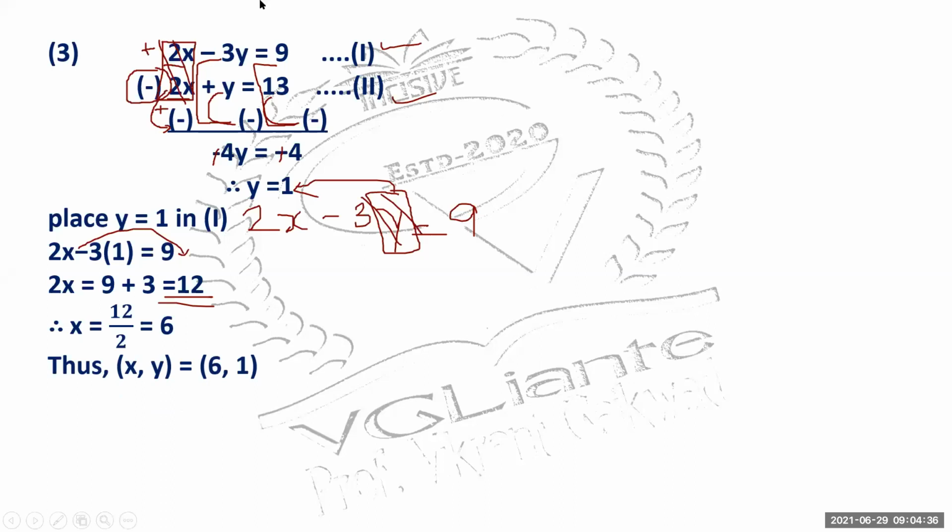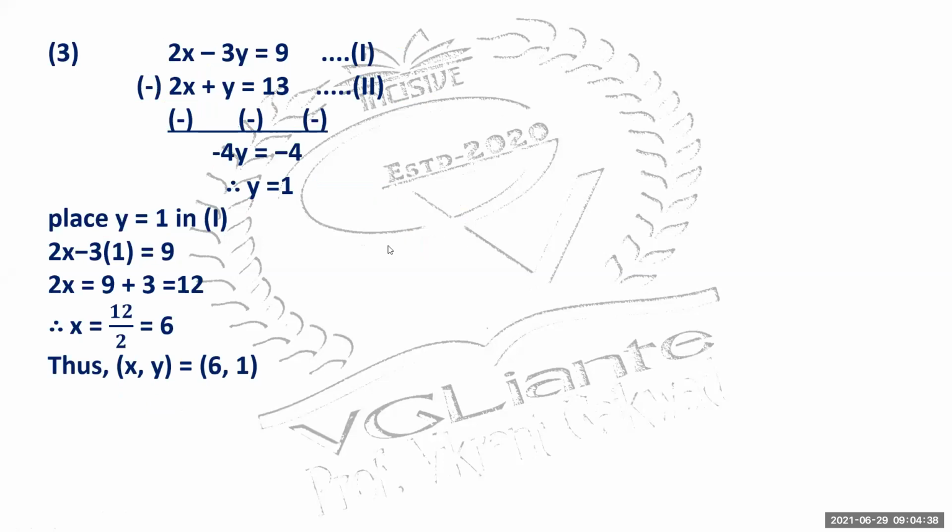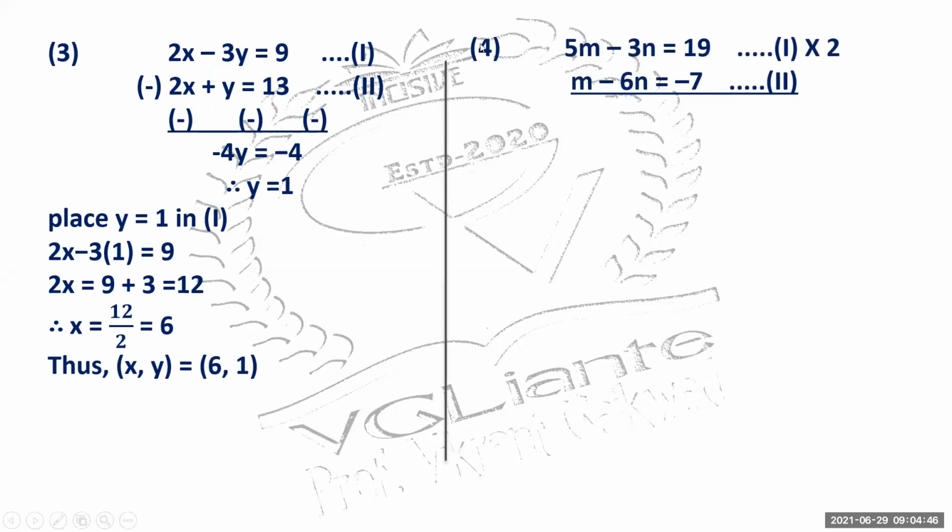Is this clear to all the students? We'll move to the next question. The next question is 5m minus 3n equals 19. This is your first equation. And your second equation is m minus 6n equals minus 7.